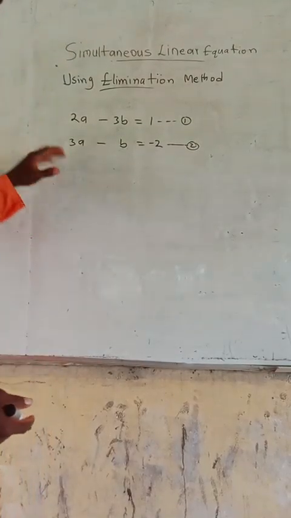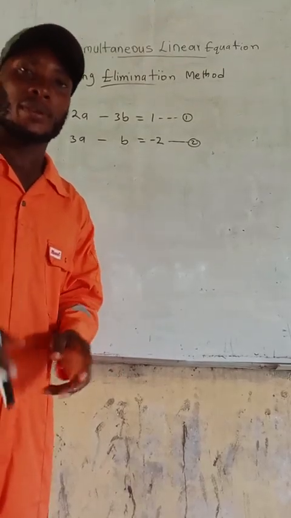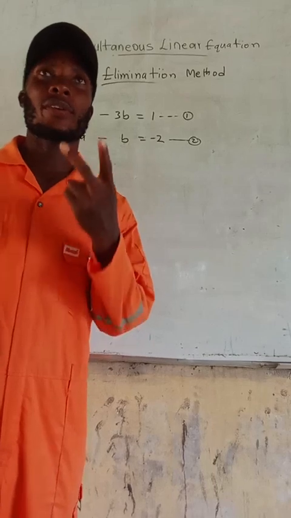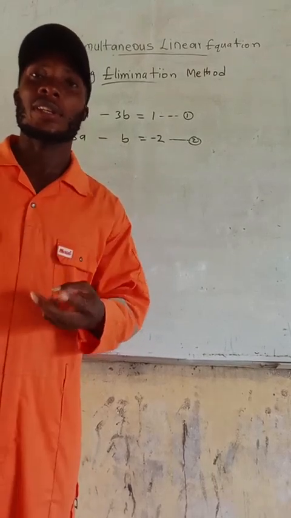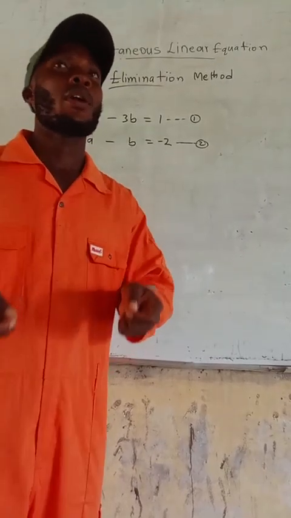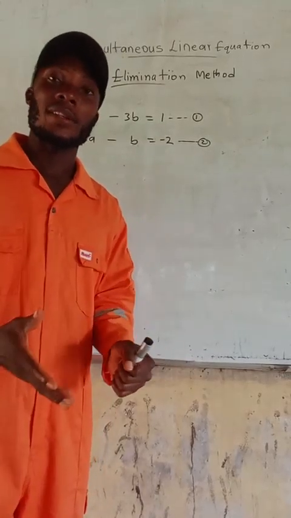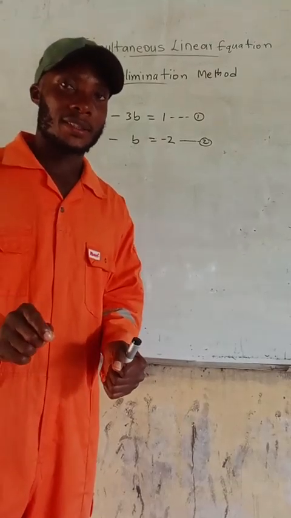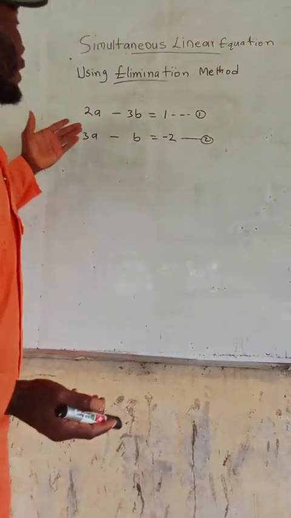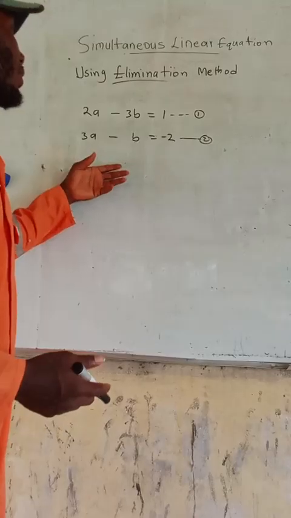So if you have simultaneous equations like this and you are asked to use the elimination method to solve it, remember in our previous class I told you that there are two ways of solving simultaneous equations: the elimination method and the substitution method. Now we are going to use the elimination method, and that is the reason I want to tell you the secret behind it. So listen.